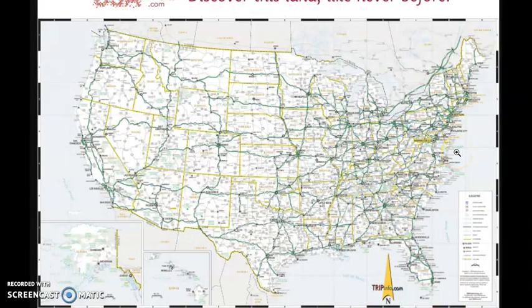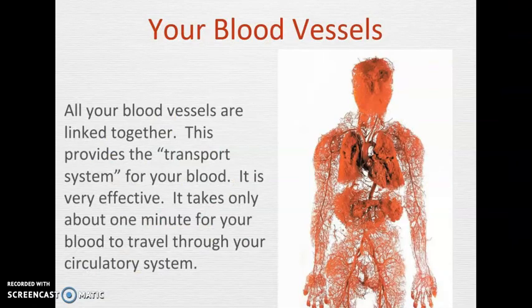Remember when we talked about the U.S. roadmap at the beginning of this chapter, and we talked about how there's these main highways here, and off the main highways you have your exits that lead to smaller roads that lead to smaller roads, and ultimately you could probably find your way back to the main road using a different path. Well, we're going to be talking about how our blood vessels do pretty much the same thing. All right, so think back to that map.